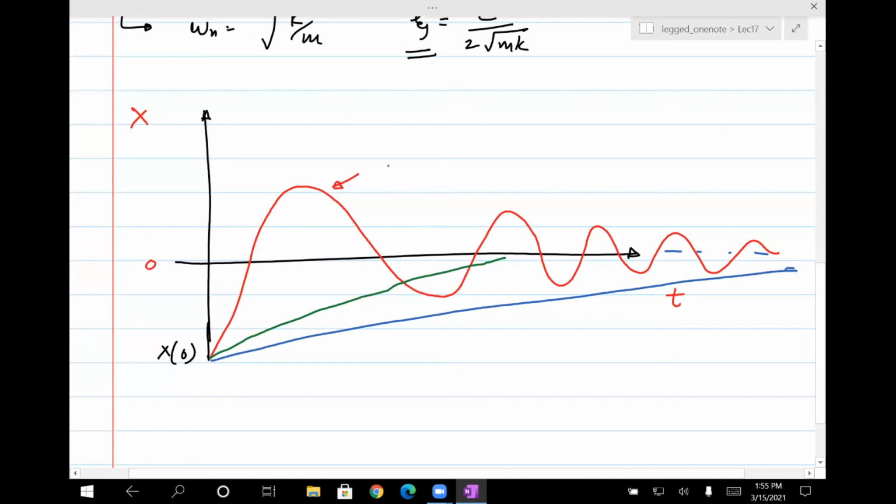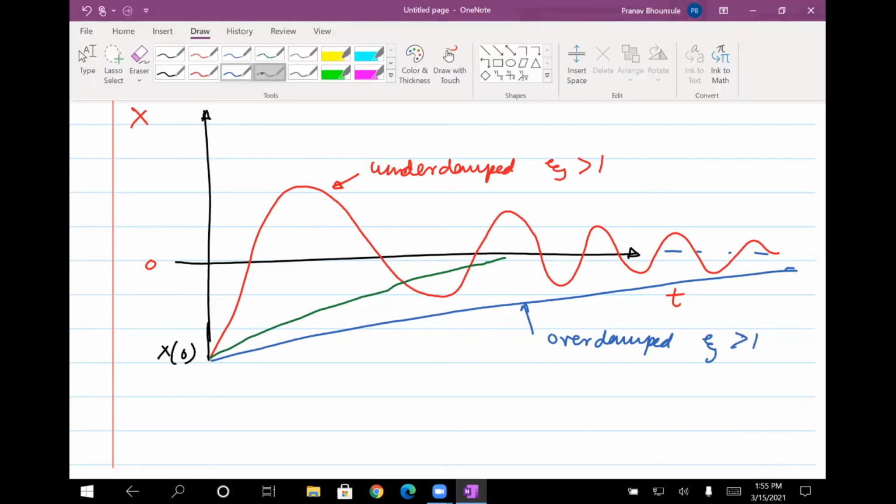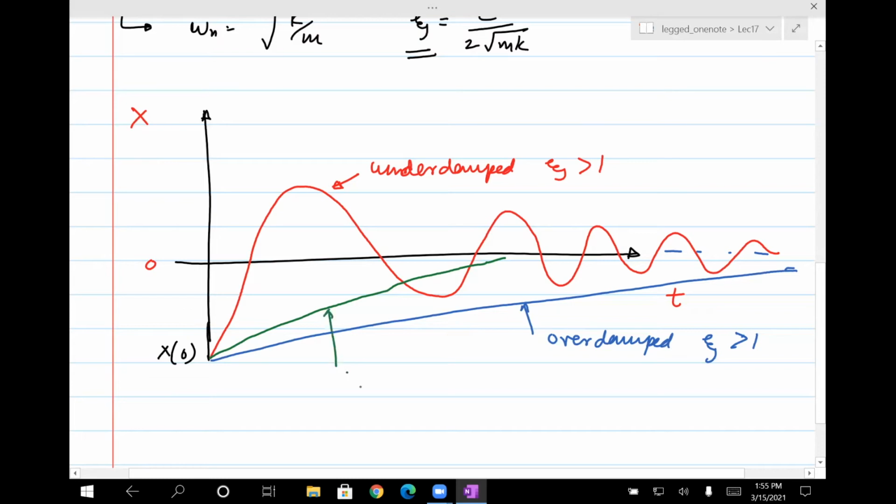This one is called underdamped system. And that happens when the damping factor is greater than 1. The blue one is overdamped. This happens when the damping factor is greater than 1. And then the green one is called critically damped, where the damping factor is equal to 1.